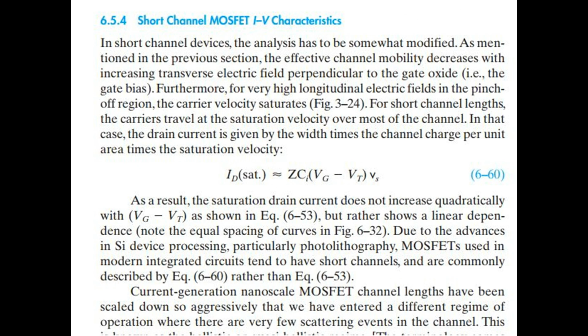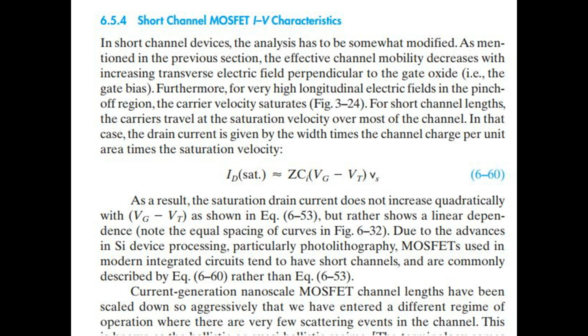Short channel MOSFET current voltage characteristics. In short channel devices, the analysis has to be somewhat modified. As mentioned in the previous section, the effective channel mobility decreases with increasing transverse electric field perpendicular to the gate oxide, i.e., the gate bias. Furthermore, for very high longitudinal electric fields in the pinch-off region, the carrier velocity saturates, Fig 324. For short channel lengths, the carriers travel at the saturation velocity over most of the channel.